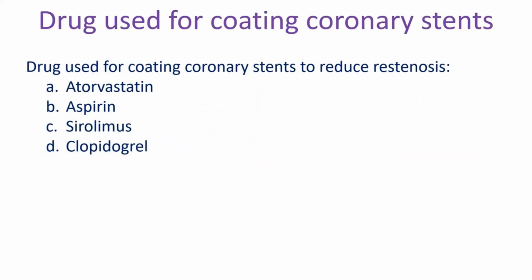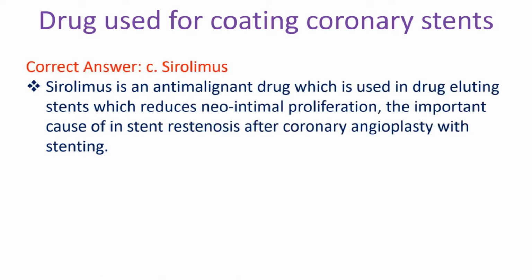Drug used for coating coronary stents to reduce restenosis: A. Atorvastatin, B. Aspirin, C. Sirolimus, D. Clopidogrel. Correct answer: C. Sirolimus. Sirolimus is an anti-proliferative drug which is used in drug-eluting stents, which reduces neointimal proliferation, the important cause of in-stent restenosis after coronary angioplasty with stenting.